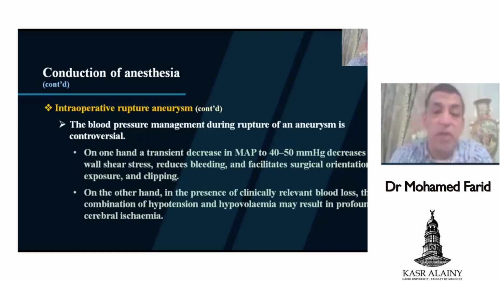The blood pressure management during rupture of the aneurysm is controversial. On one hand, a transient decrease in mean arterial pressure to 40 to 50 millimeters of mercury decreases wall shear stress, reducing bleeding and facilitating surgical orientation, exposure, and clipping. On the other hand, the presence of clinically relevant blood loss and the combination of hypotension and hypovolemia may result in profound cerebral ischemia.